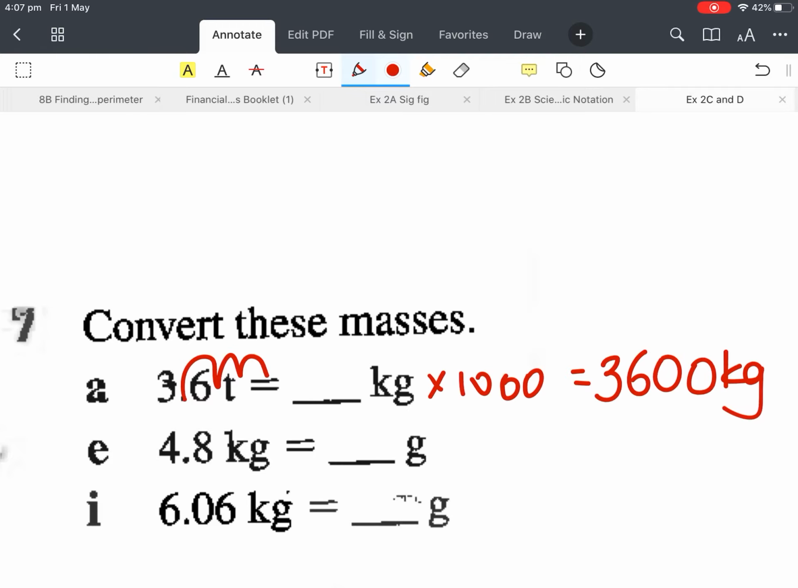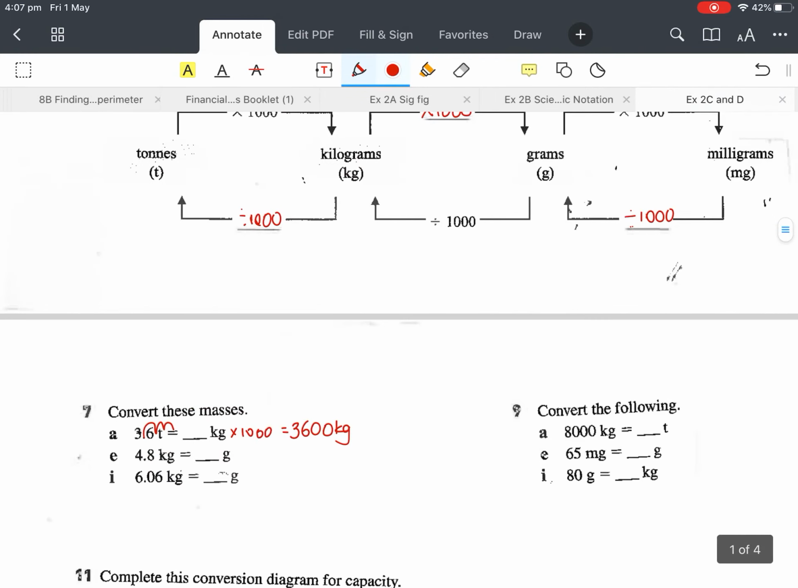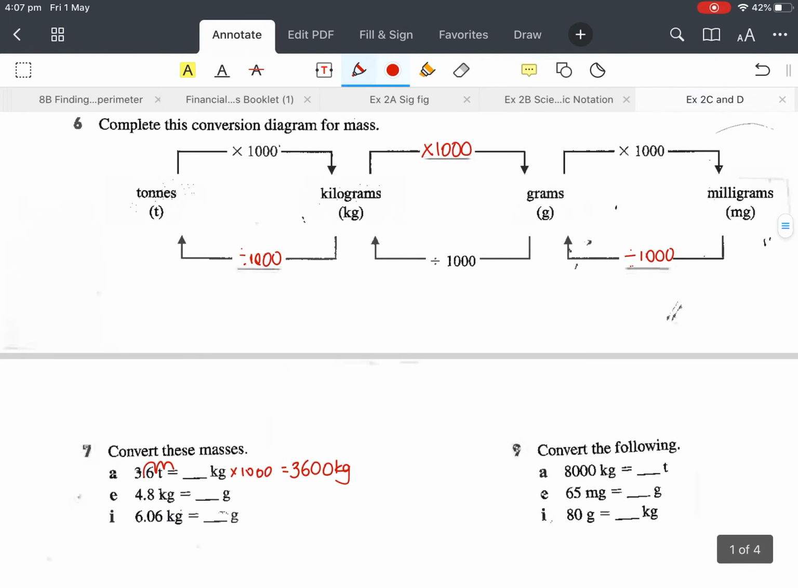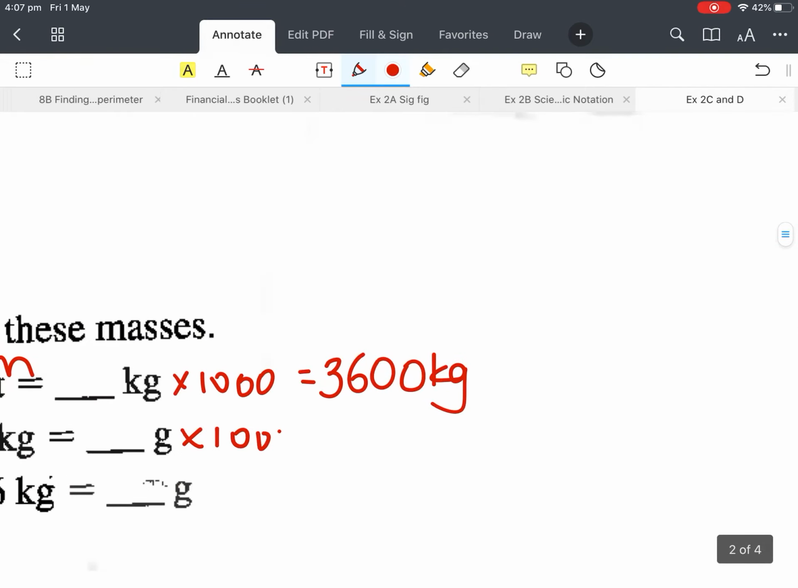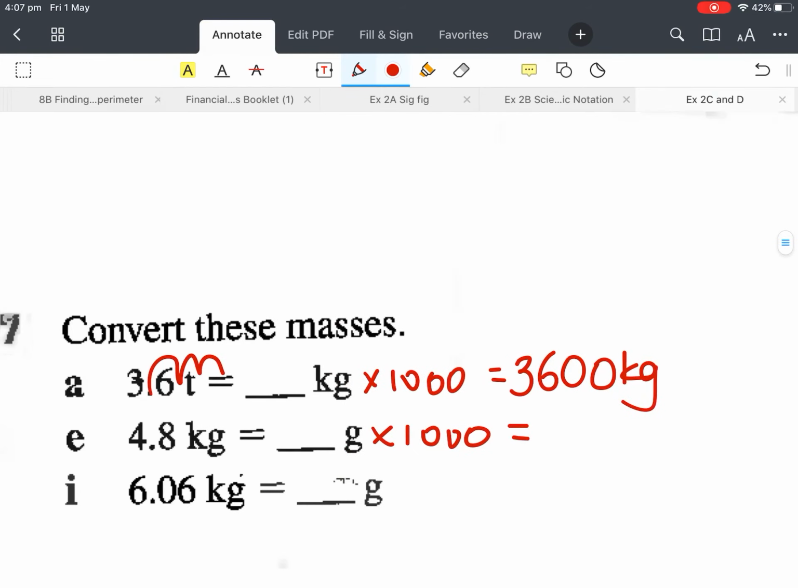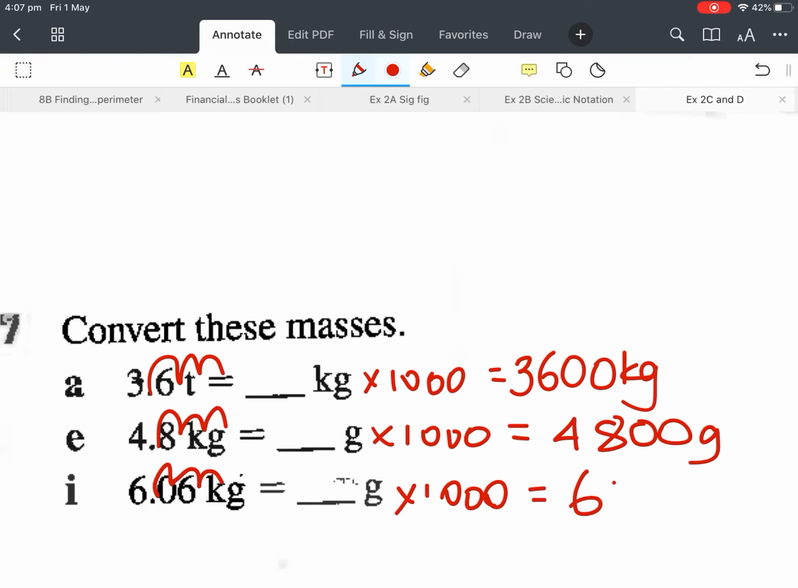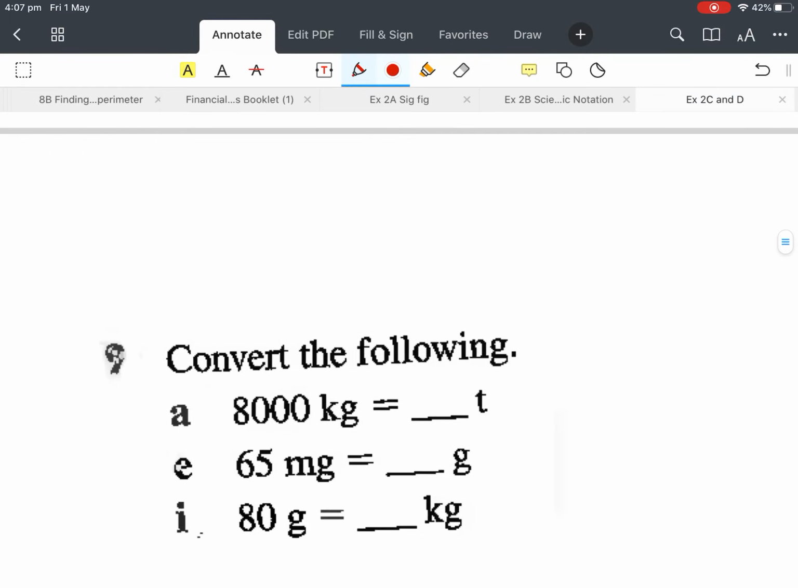Next one, I'll just do these ones first. 4.8 kilos to grams. If you're not sure, check your diagram. Kilos to grams means I'm again going to times by 1,000. So 4.8, 1, 2, 3 gives me 4,800 grams. 6.06 kilos to grams. Again, same thing. I'm going to times by 1,000, aren't I? So 1, 2, 3, 6,060. Beautiful.